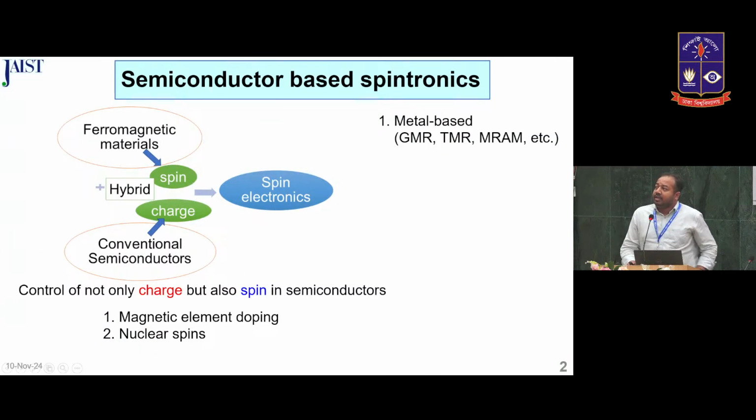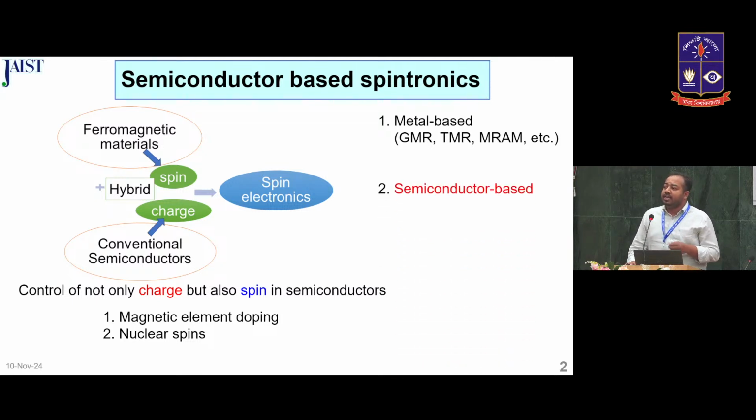Actually, metal-based spintronics devices like GMR, TMR, and MRAM are already commercialized. So our group is focused on semiconductor-based spintronics devices. Here, the ferromagnetic materials give the spin, and the hybrid structure is made with a conventional semiconductor, which is the contributor of the charge, and the total combination is called spin electronics.